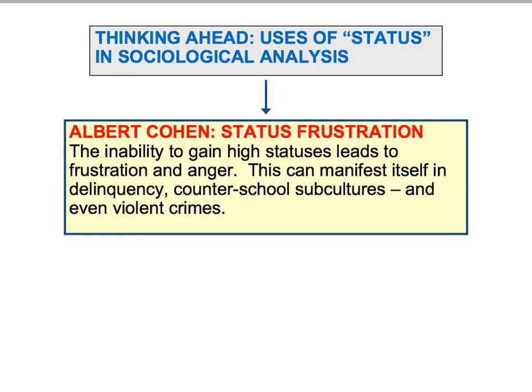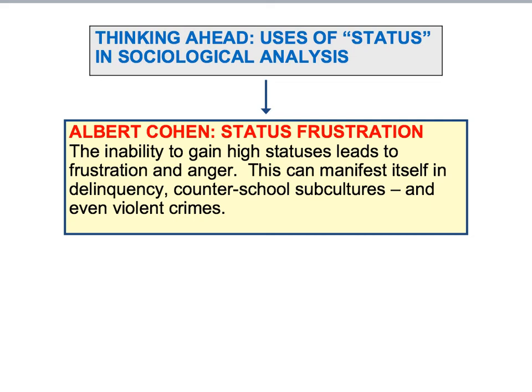And another study that makes a similar argument about status anxiety and frustration, and one that we'll look at in more detail when we tackle the youth culture topic, is a very old sociological study from America based on the work of Albert Cohen. And Albert Cohen talks about status frustration. So his argument is that the inability to gain high social status can lead to frustration and anger, and he argues this can manifest itself in a variety of ways.